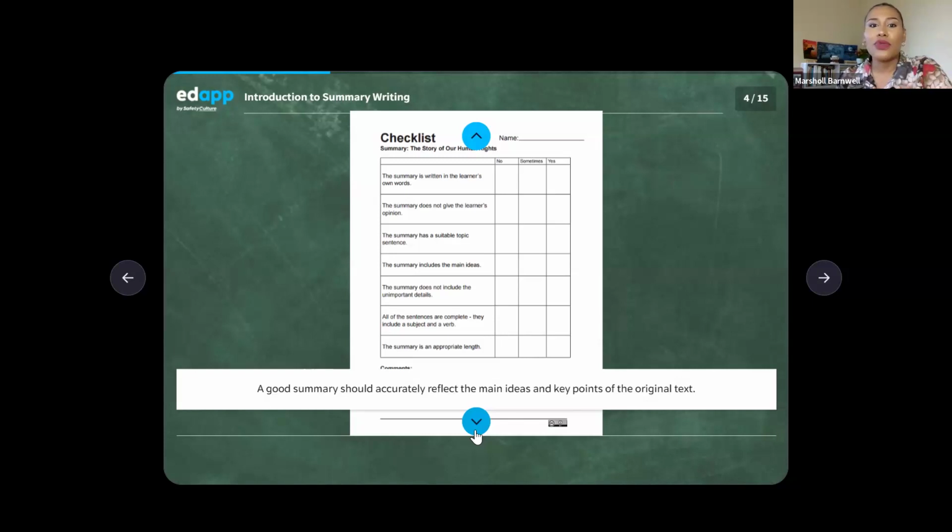The summary is written in a learner's own words. I will look to see whether or not you paraphrase. It does not give the learner's opinion. Make sure that you do not include your opinion. It has a suitable topic sentence.